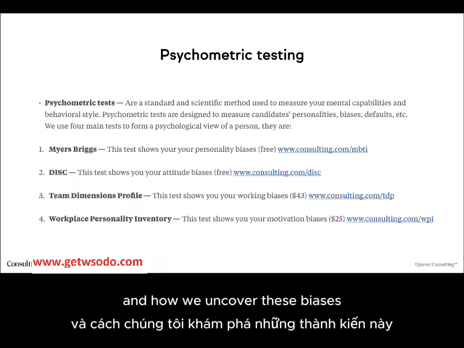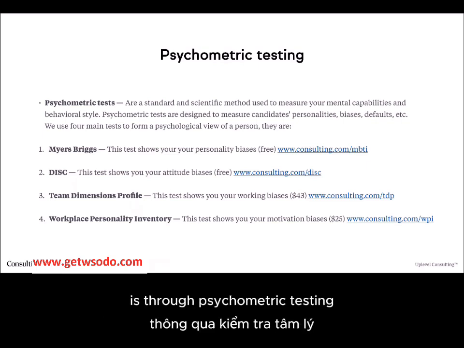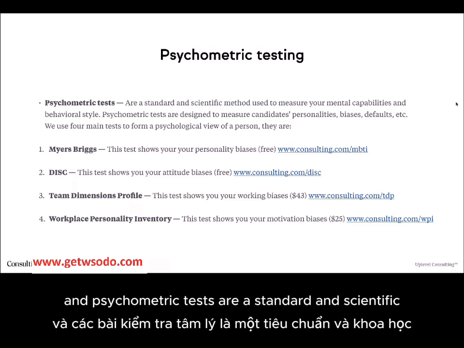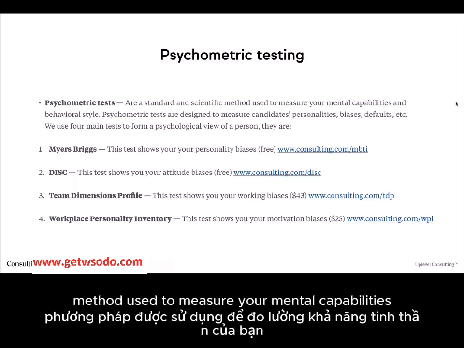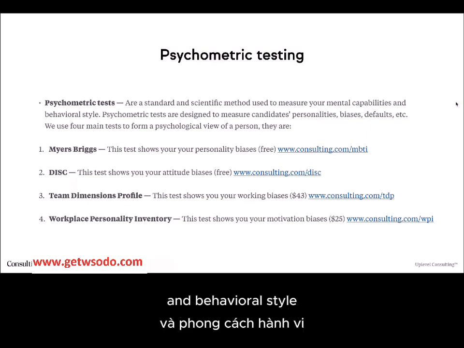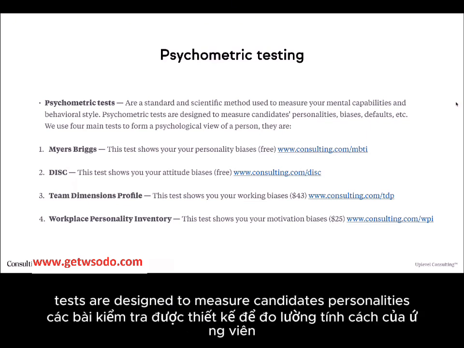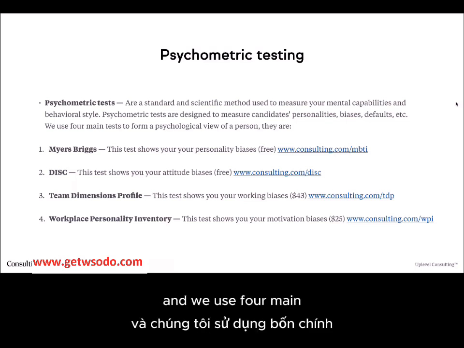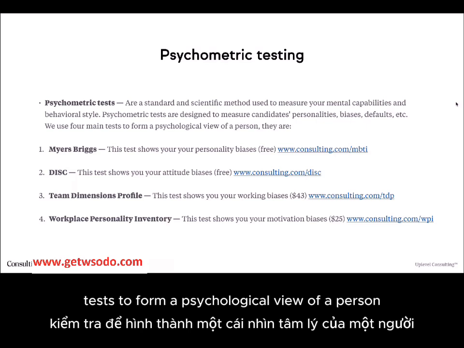And how we uncover these biases is through psychometric testing. And psychometric tests are a standard and scientific method used to measure your mental capabilities and behavioral style. And psychometric tests are designed to measure candidates' personalities, biases, defaults, etc. And we use 4 main tests to form a psychological view of a person.